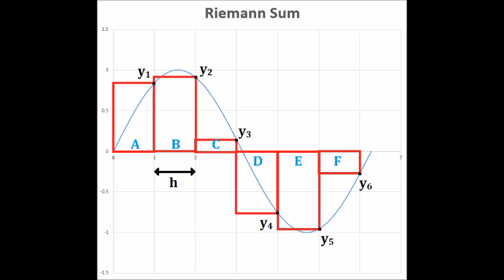Consider the picture here. We can evaluate the function at discrete points, y1 through y6, and then draw a rectangle to touch it in the right corner. Each rectangle, A, B, C, D, E, and F, has a different area, but we can add them up to estimate the total area. This is called Riemann Summation. Notice the width of each rectangle is h. In this case, h equals 1.